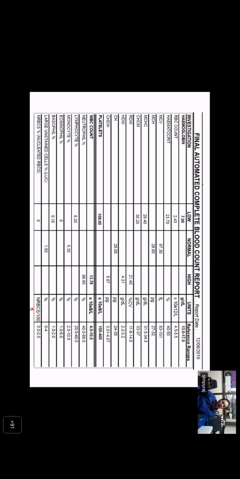Sir, in this CBC report, there is low hemoglobin, RBC count and hematocrit are also low, and a normocytic normochromic blood picture is there. RDW is high and platelet counts are low, sir.